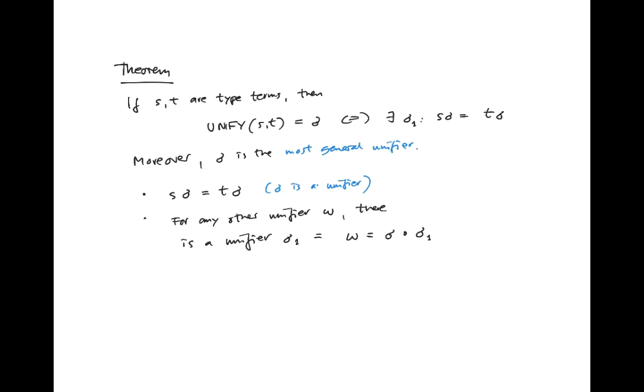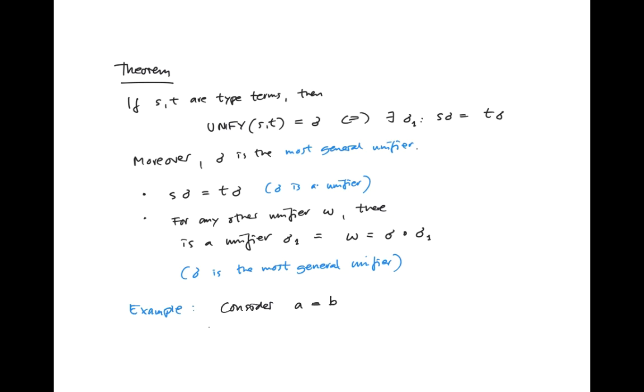So the idea is that a substitution is more general if we can substitute some of the variables in sigma and get omega. And that's what we mean by sigma being the most general unifier. Any other unifier can be found from it. An example of what I mean by a most general unifier. Consider the equation A equals B.